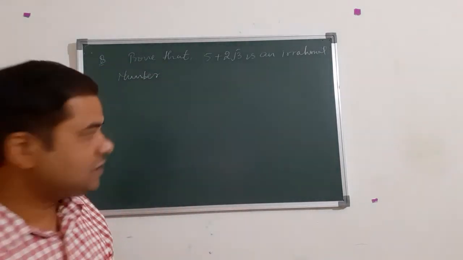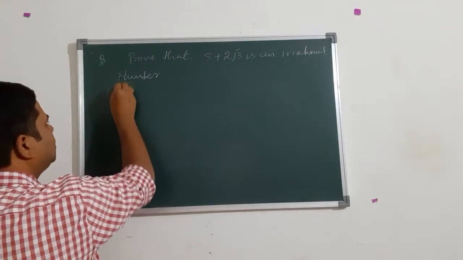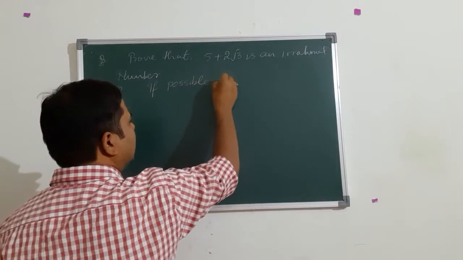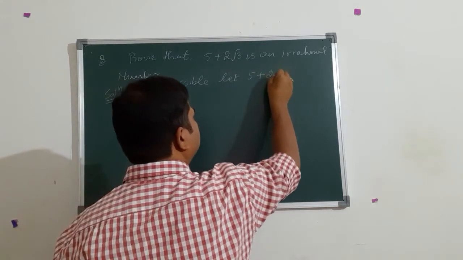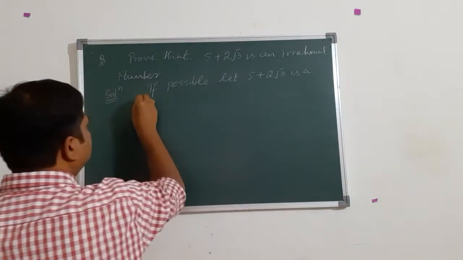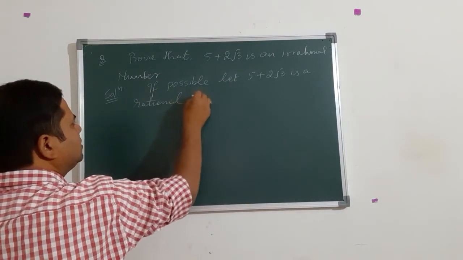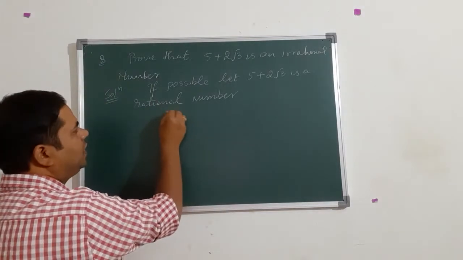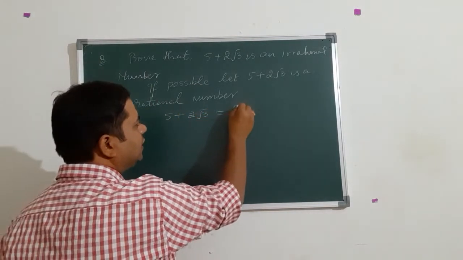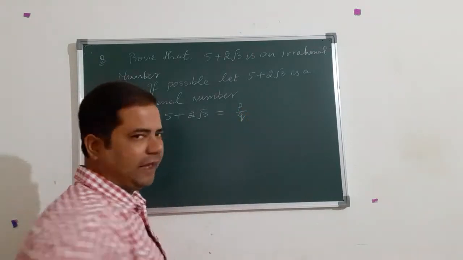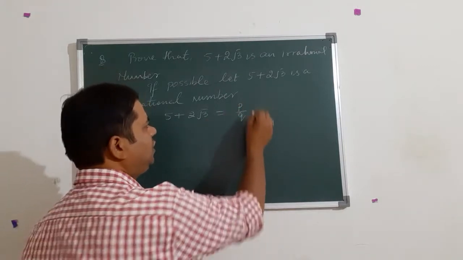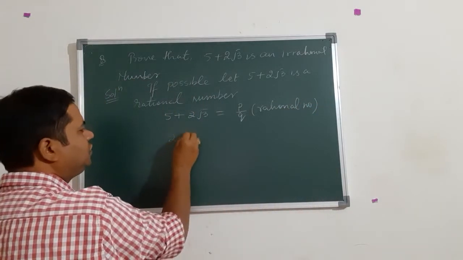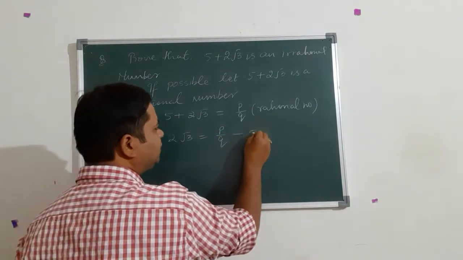For this, first we take solution or proof. If possible, let 5 plus 2 root 3 be a rational number. Okay? So what we have? 5 plus 2 root 3 can be written in the form of p by q, or simply a. So this is nothing but a rational number. Okay, so 2 root 3 can be written as p by q minus 5.